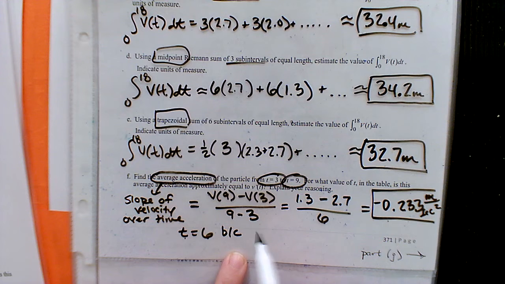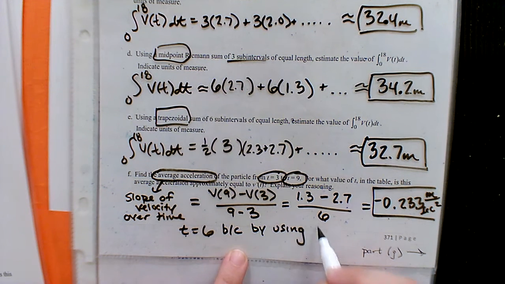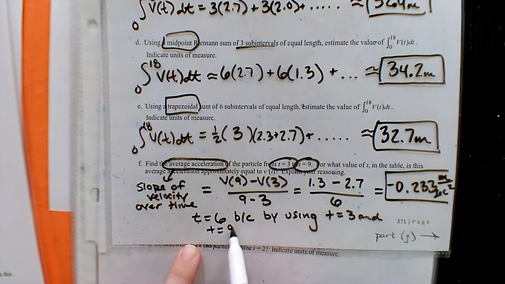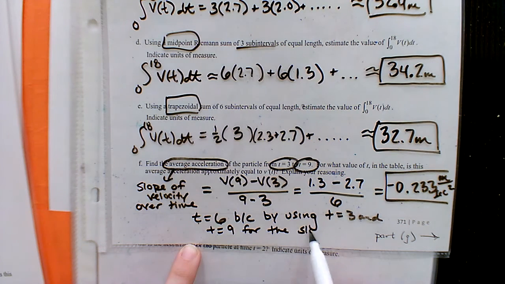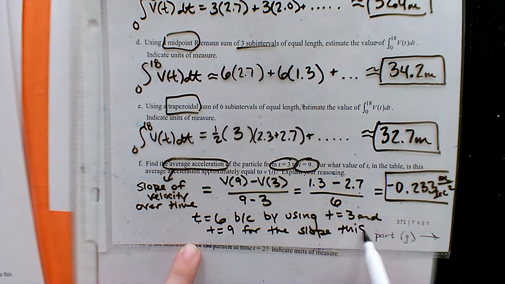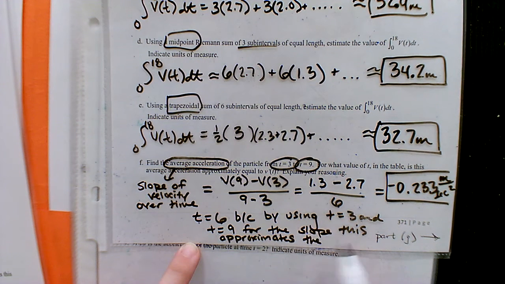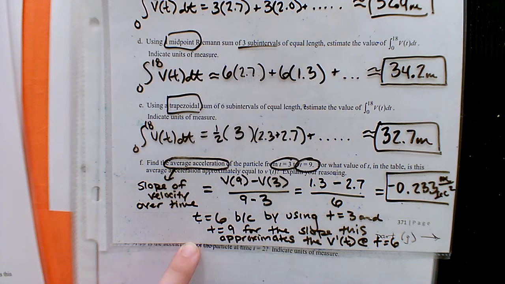So we'll say t equals 6, because by using time 3 and time 9 for the slope, this approximates the derivative of velocity at time 6. Okay, we picked a point before it and after it.